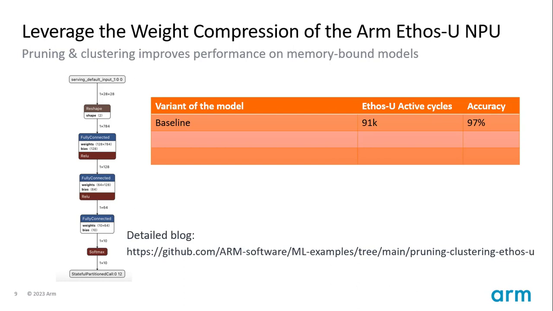So what do I have here? I have a neural network with 3 fully connected layers. Fully connected is very well known to be a memory-bound operation. It's memory-bound because you're multiplying everything by everything, so you have a lot of data that needs to be read from memory. And when I run just the baseline model, I'm obtaining 91,000 cycles.